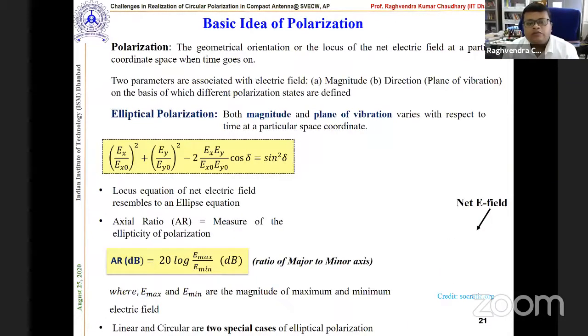Now let me talk about some basic ideas of polarization. When we are talking about polarization, we are doing so with reference to the electric field direction. Let's say I'm saying a Y polarized wave. What does this mean? That I'm talking about E_y, the electric field in the Y direction.